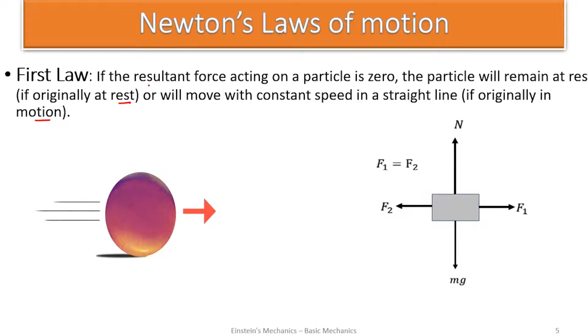The first law says that if the resultant force acting on a particle is zero, the particle will remain at rest if originally at rest, or will move with constant speed in a straight line if originally in motion. So what this law is saying is, if I have a particle, let's look at this figure, where the resultant force acting on it is zero, the particle will remain at rest. And yes, this particle has forces acting on it, but the forces result to zero.